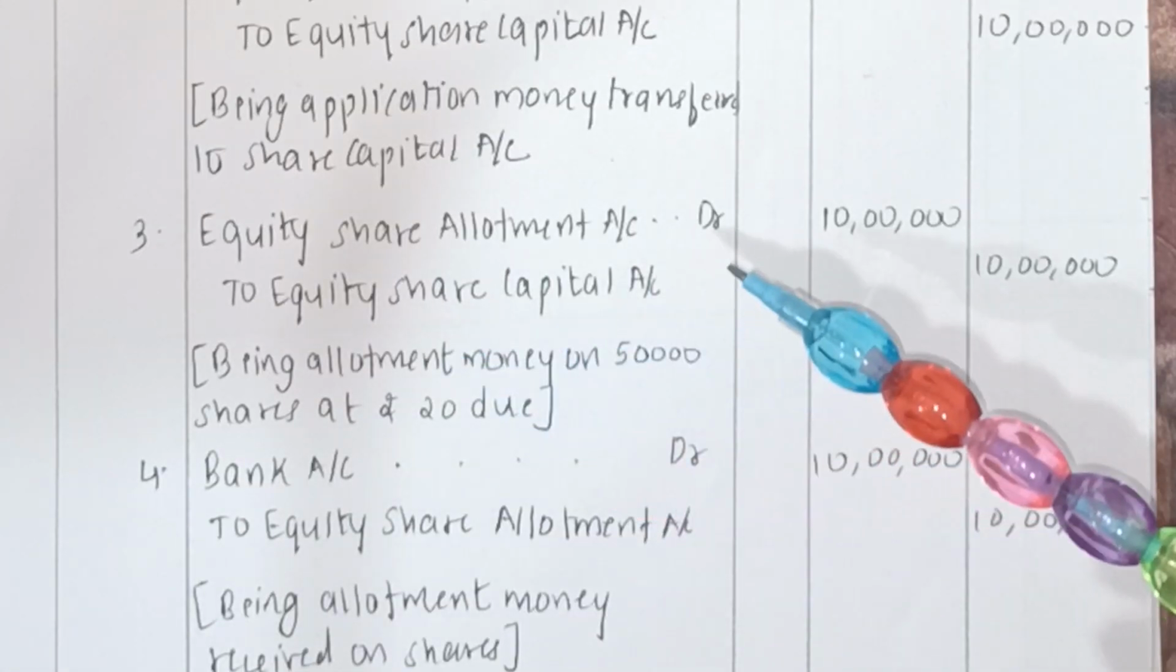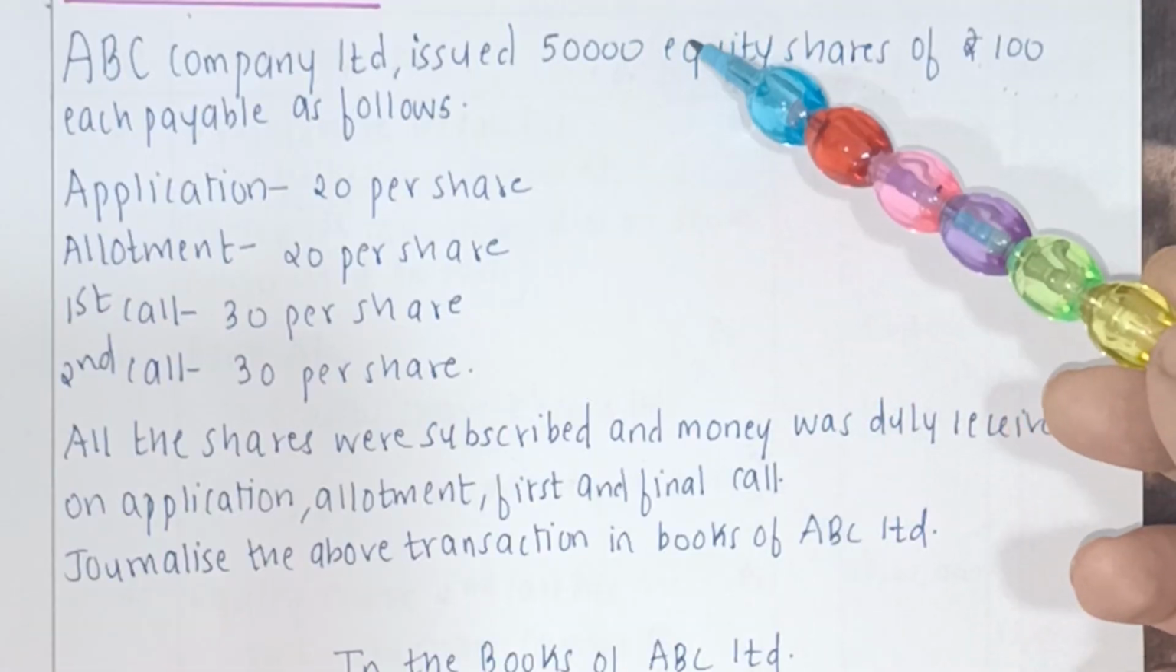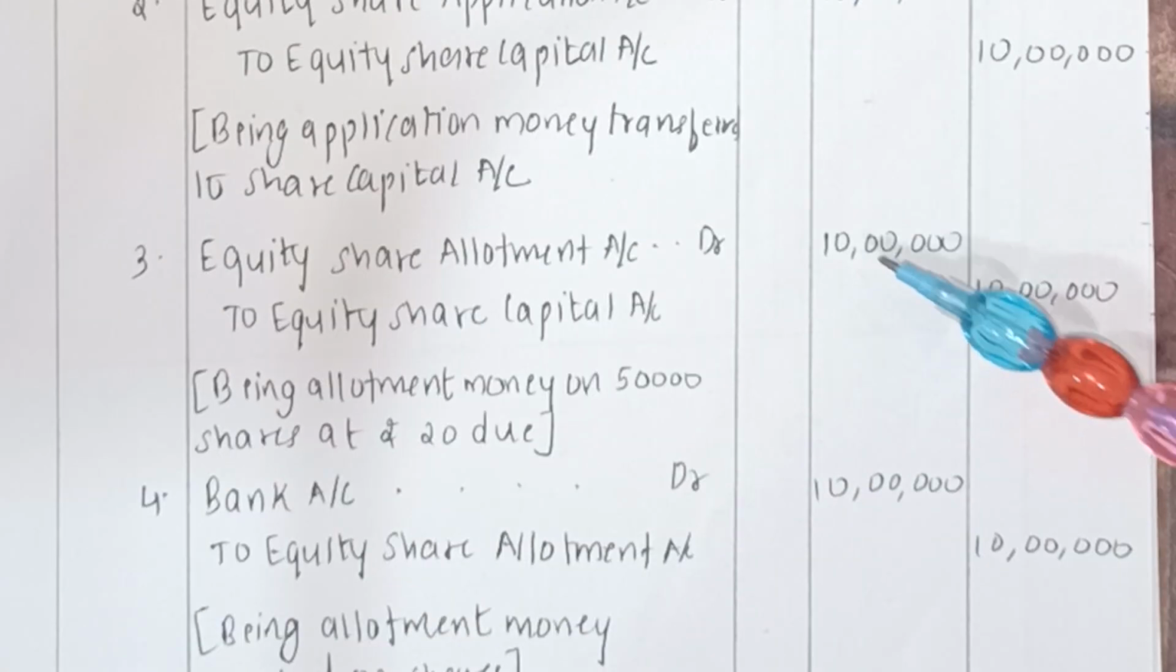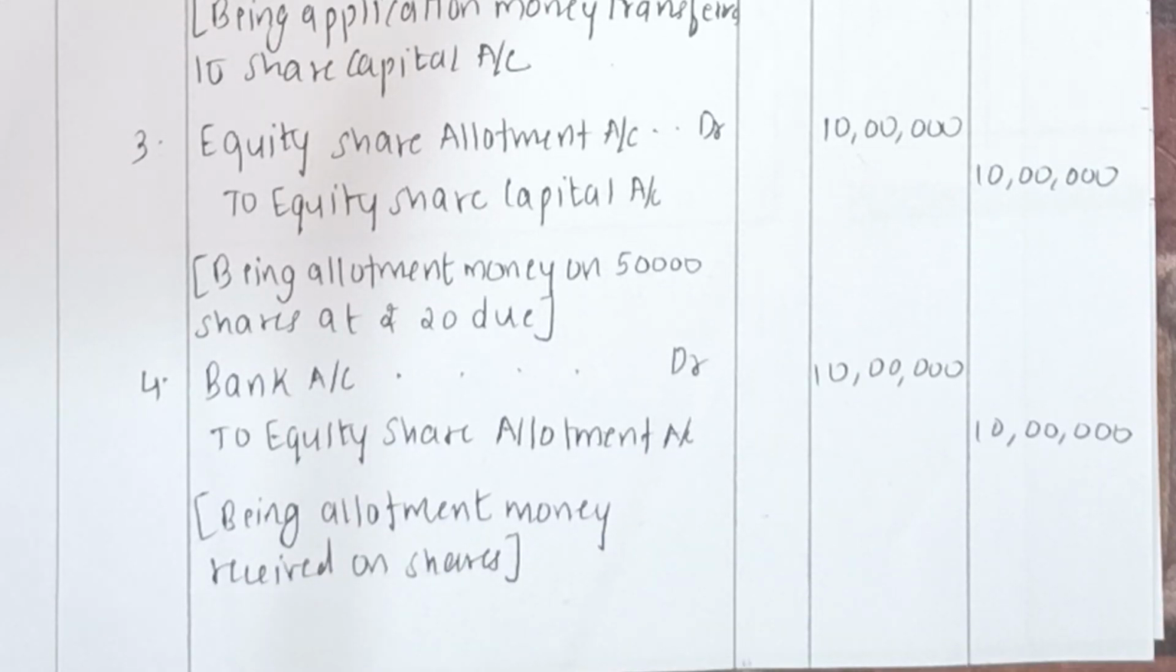So equity share allotment account debit to equity share capital account. Now we need to multiply this 50,000 into allotment per share, that is rupees 20. So that also comes to 10 lakhs and 10 lakhs. And the narration is allotment money on 50,000 shares at rupees 20 due. Okay. Moving on to the fourth one, bank account debit to equity share allotment account. Narration is allotment money received on shares. Again the amount will be the same, that is 10 lakhs and 10 lakhs.